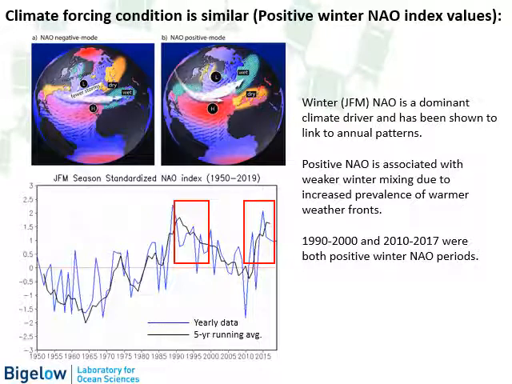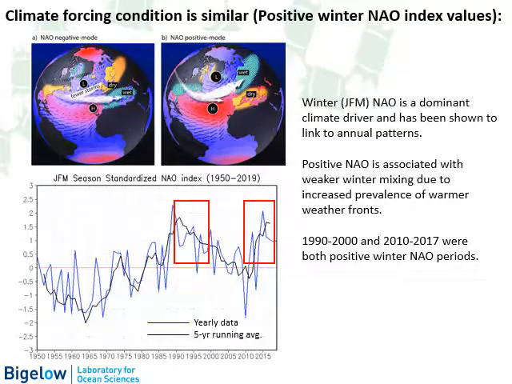In this bottom graph, we have the 5-year running average of the wintertime NAO values in the black line. Our two periods of interest are outlined in red. You can see in the 1990s, our time period starts with a high positive value of the NAO that then declines through the time window. In contrast, in the 2010s, we have values that start out slightly negative and then rapidly increase positive through that time window. So this will impact vertical mixing and therefore nutrient inputs.